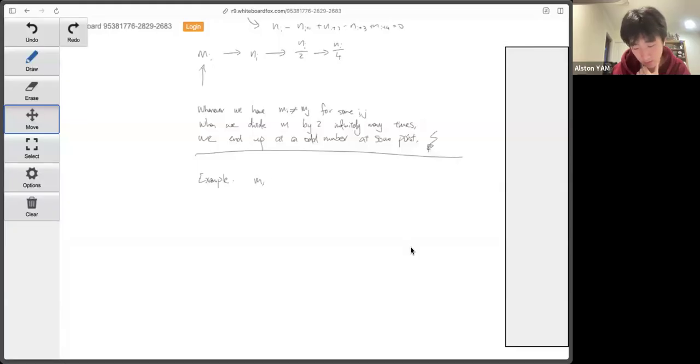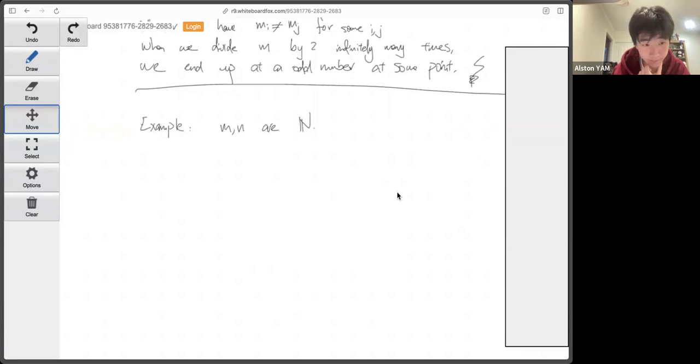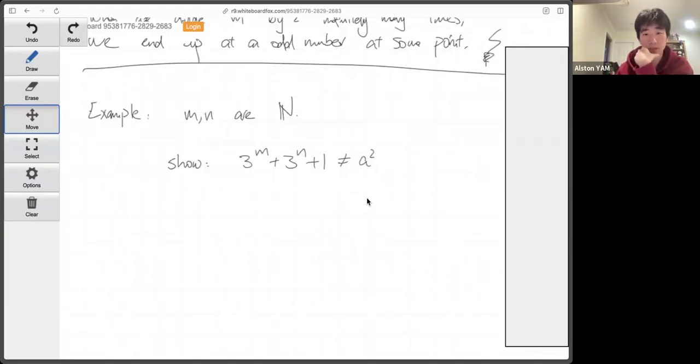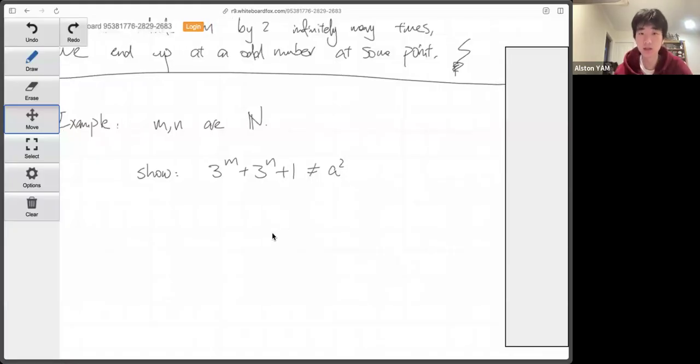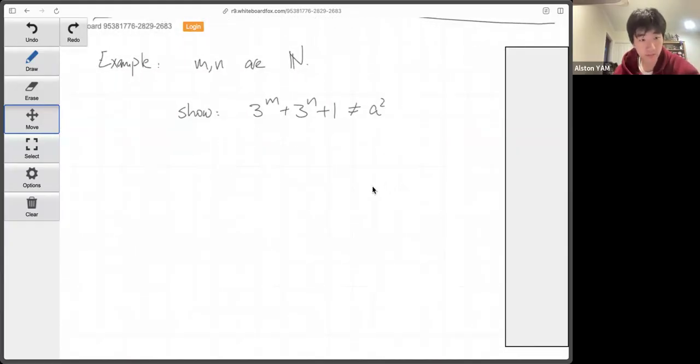So we have m and n natural numbers. We want to show 3 to the m plus 3 to the n plus 1 is not a perfect square. Okay, so that is what we're going to do. So m and n can be any natural number. And if we substitute it into this expression, we want to show that it will never be a perfect square.